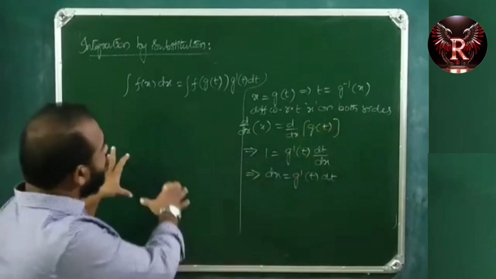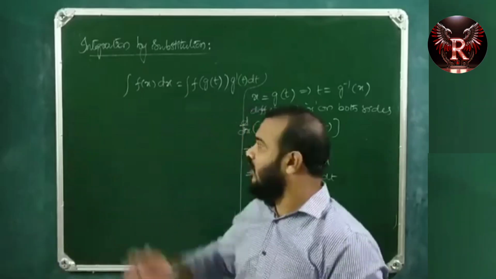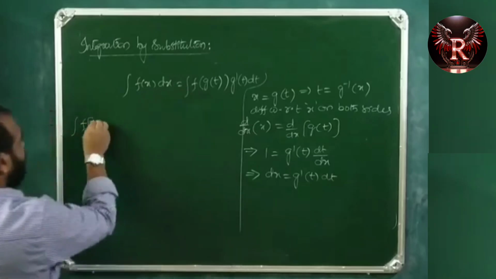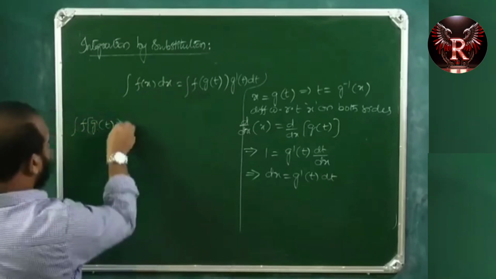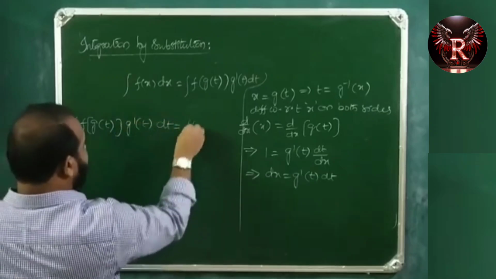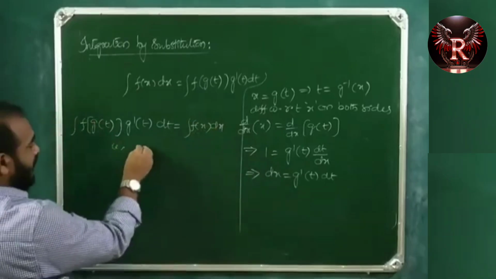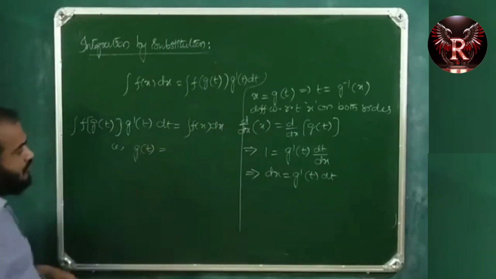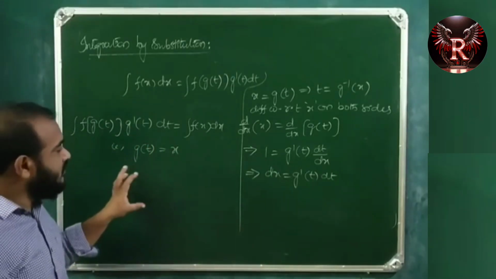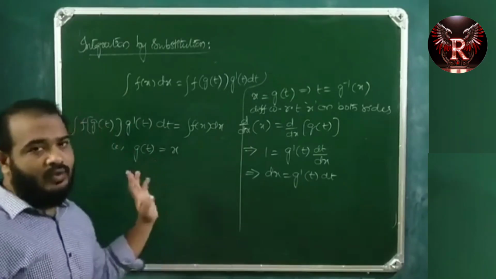So this is the actual procedure, but in practice we do the reversed process, that is, integral f of g(t) into g'(t) dt equals integral f(x) dx, that is, g(t) is to be substituted for x. So this is what the substitution method is all about.